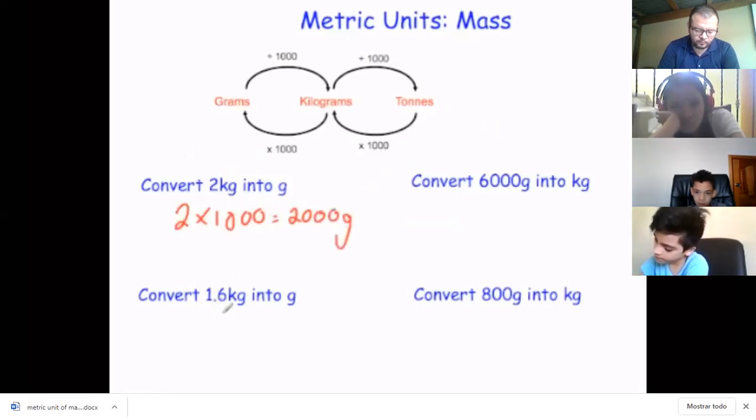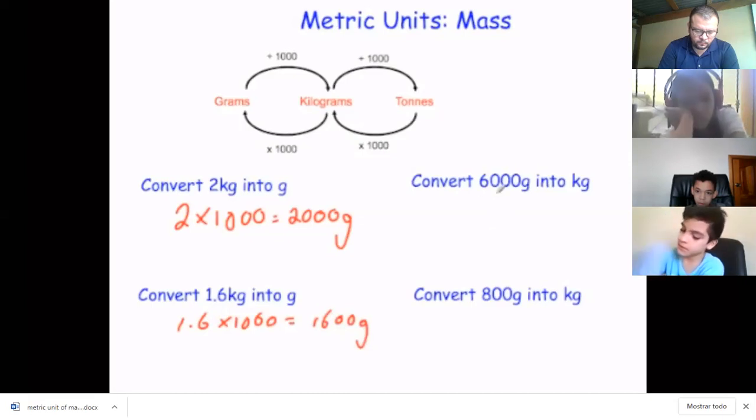Next, to convert 1.6 kilograms into grams. So again, to go from kilograms to grams, you times by 1,000. So you do 1.6 times 1,000. When you do 1.6 times 1,000, you would get 1,600. So that would be 1,600 grams.